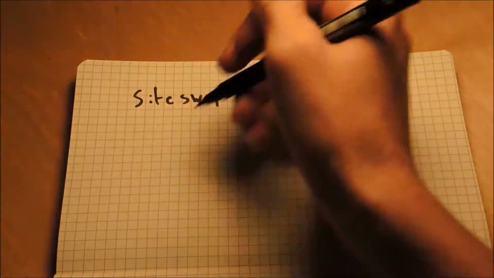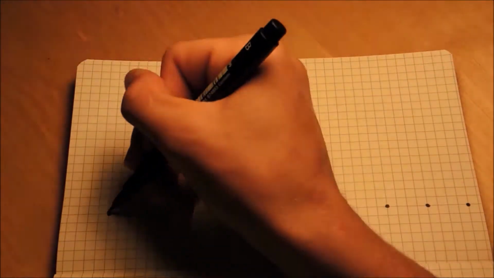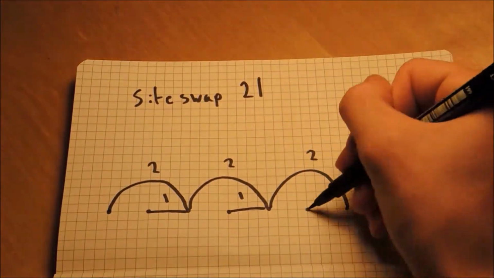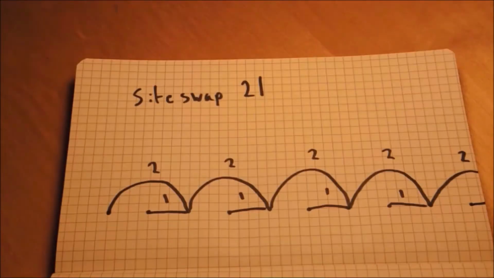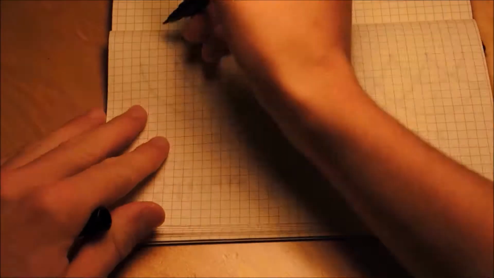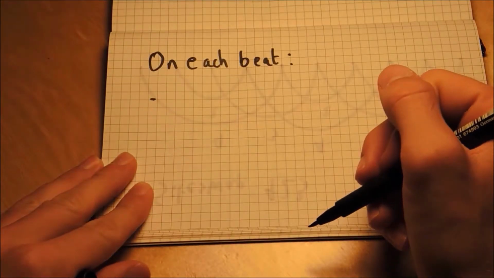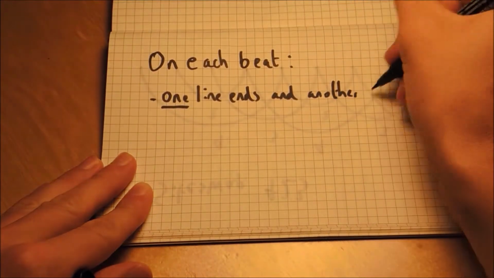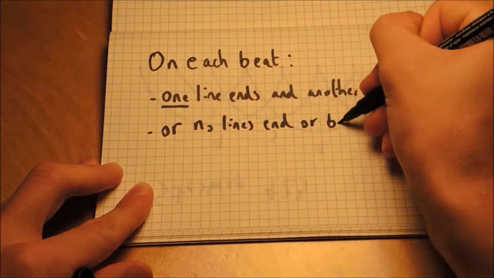For example, the siteswap 2, 1 is not juggleable. We see from the diagram that you need to catch 2 balls at once, which isn't possible in vanilla siteswap, and also that you would need one ball to disappear when you catch it and then reappear in the next hand. From this we can extract a very important rule: to check whether vanilla siteswaps can be juggled from this diagram, make sure that on each beat one line ends and another begins, or that no line begins or ends. In this case, the beat must be a zero throw.